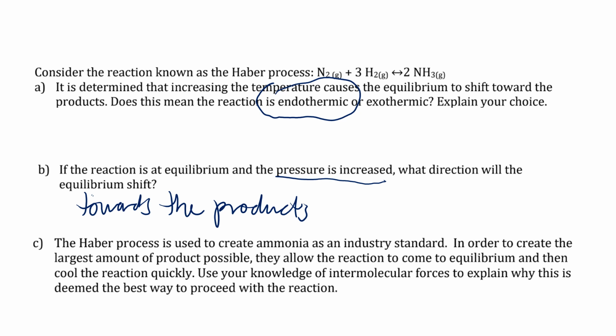Letter C. The Haber process is used to create ammonia as an industry standard. In order to create the largest amount of product possible, they allow the reaction to come to equilibrium and then cool the reaction quickly. Use your knowledge of IMFs to explain why this is deemed the best way to proceed with the reaction. This is going to take some time to answer, but it's actually a really cool process once we talk about this. I don't have much space, so I'm going to verbalize it. You need to pay attention, okay?